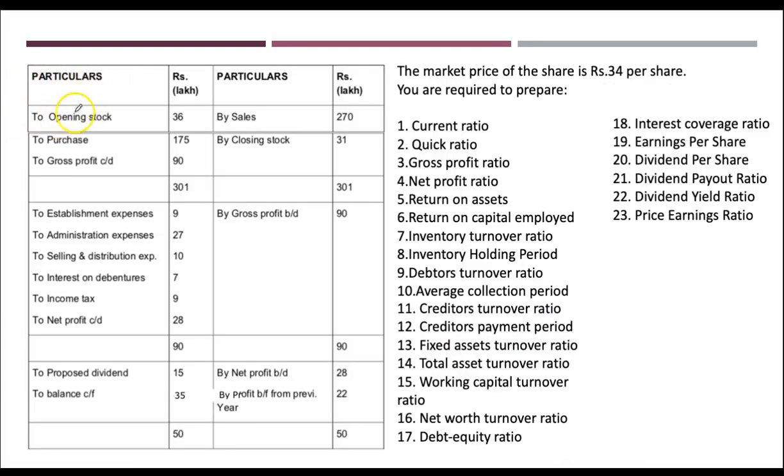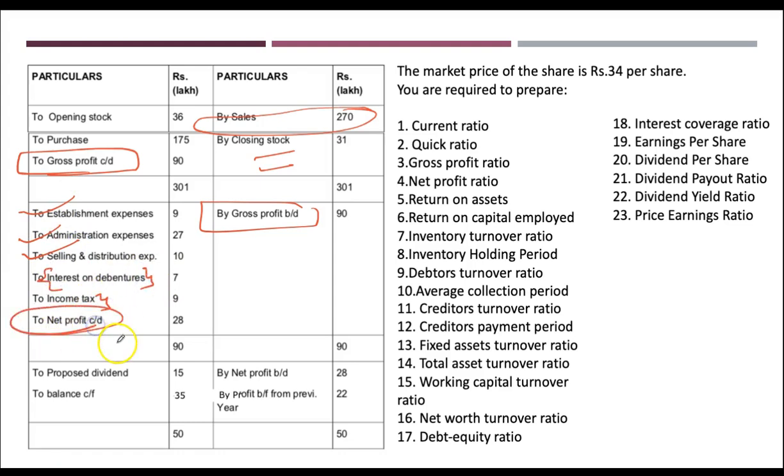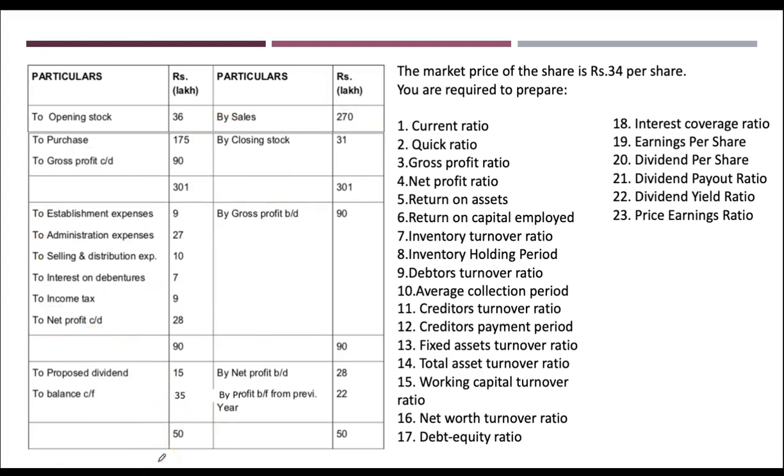And we have this P&L account. So we have the opening stock, and we have been given the gross profit, the closing stock, and the amount of sales. We have different kinds of expenses, the interest on debentures, the income tax, and therefore the net profit. So this is pretty much everything that we would need.